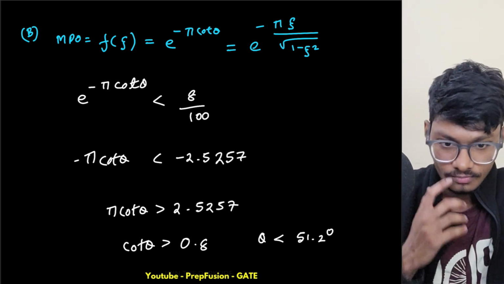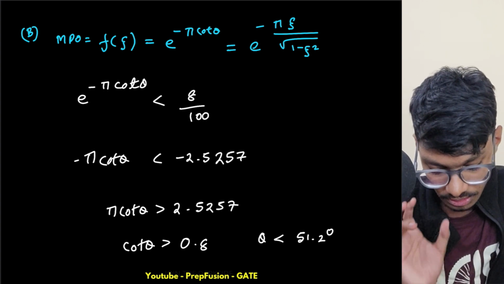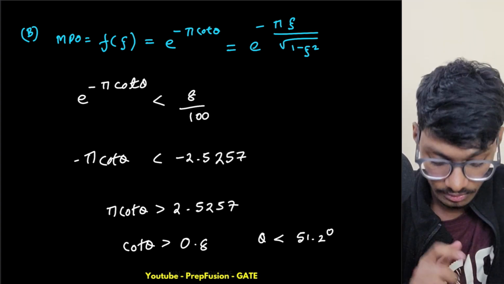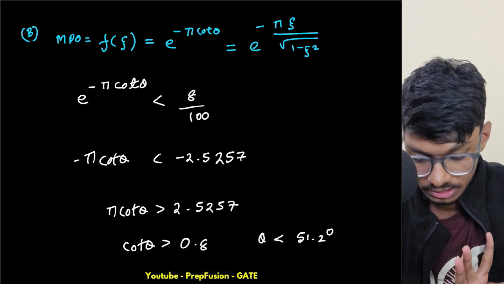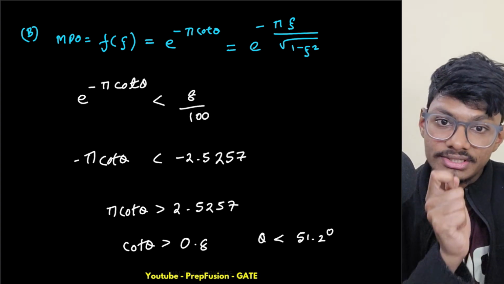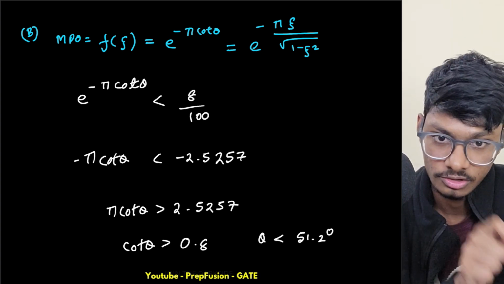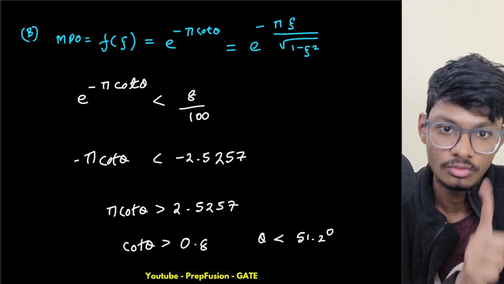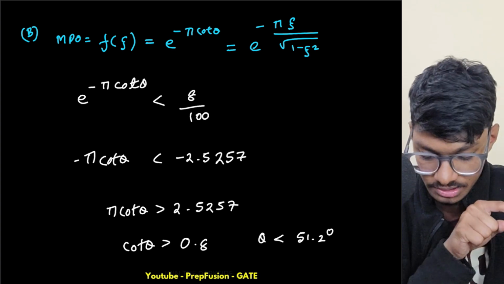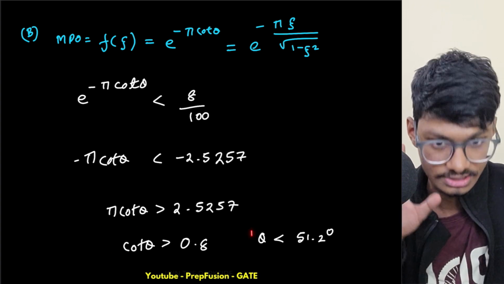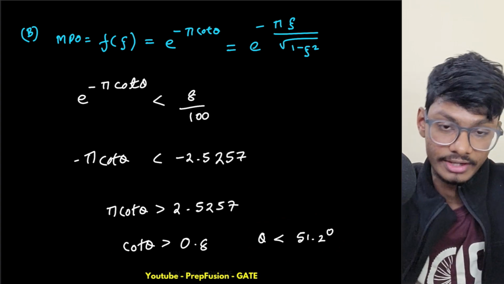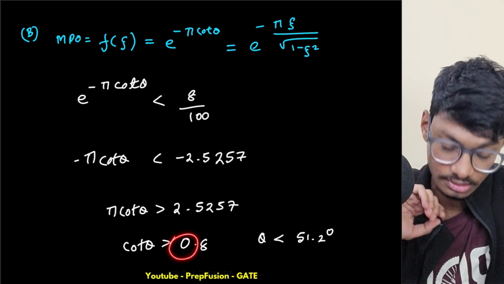Now basically we are interested in the zeta, but let's first do the example. So theta has to be less than 51.2 degrees. Let's assume theta equals 45. Sin 45 is 1 by root 2, cos 45 is 1 by root 2, so the ratio is 1, which is satisfying this condition. So yes, this is correct. The theta has to be less than this. If I assume something more than this, this will be less than 0.8.